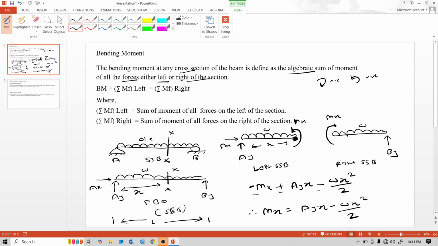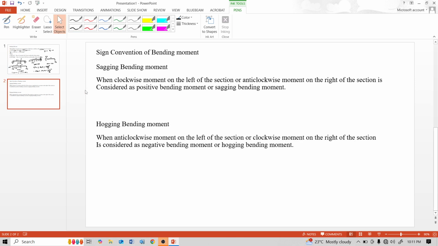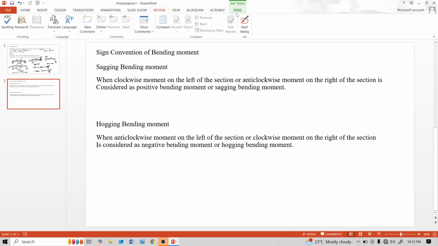Bending moment is equal to the summation of moments of forces on the left side, or the summation of moments over the right side. ΣM left is the sum of moment of all the forces on the left of the section. ΣM right is the sum of moment of all the forces on the right of the section. Now next, terminology: sagging bending moment and hogging bending moment. When clockwise moment on the left of the section or anti-clockwise moment on the right of the section is considered, it is a positive bending moment.